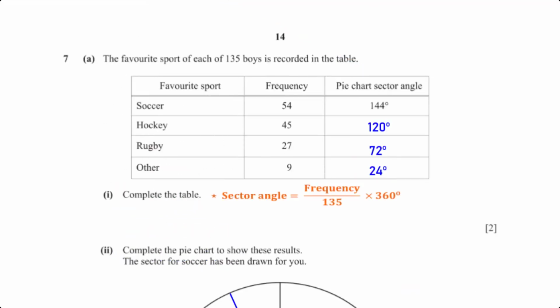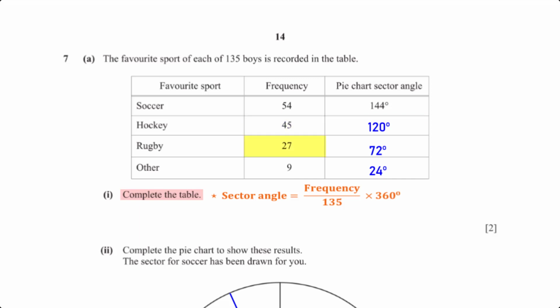The favorite sport of each of 135 boys is recorded in the table. Complete the table. To get the sector angle, we divide the frequency for each sport by 135 and multiply by 360 degrees. So for hockey, we have 45 over 135 times 360 degrees, which is equal to 120 degrees.